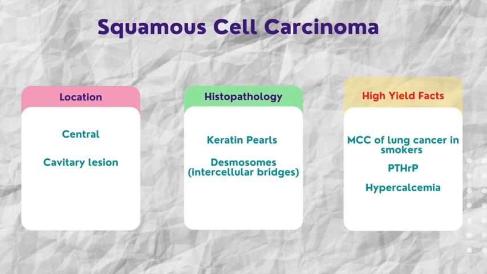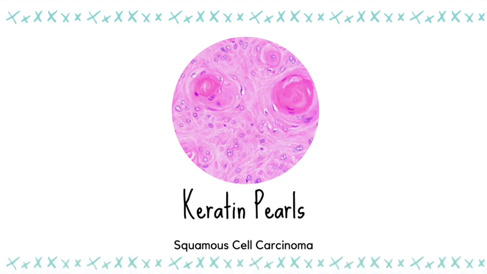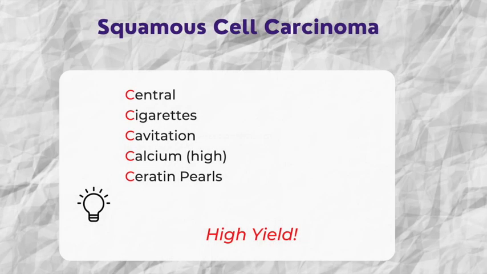So just to put an image to what keratin pearls look like, here it is right here. This is extremely high yield. So just take a moment, pause the video here, and don't forget this image. And if you are overwhelmed by everything I just said, just think of the 5 C's: central, cigarettes, cavitation, calcium, which is high, and keratin pearls. So just remember, central, cigarettes, cavitation, calcium, high, keratin pearls.